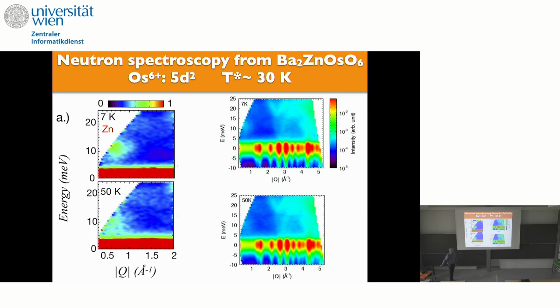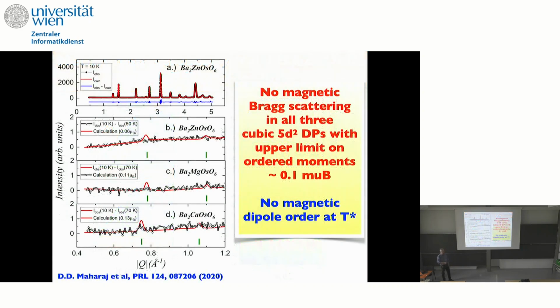And actually, we can be much more precise about this. We can do a different experiment, which is really optimized to measure these kind of weak magnetic Bragg peaks. This was done on D20 at the ILL. And we can look at temperature differences in this sequence of materials. So there's 3 different 5d2 systems.